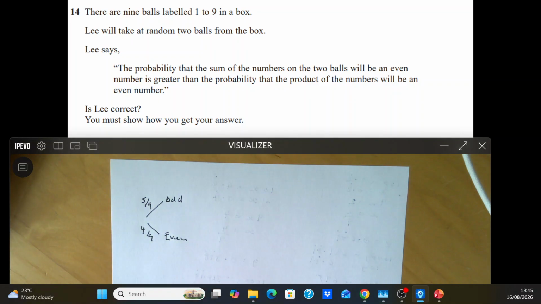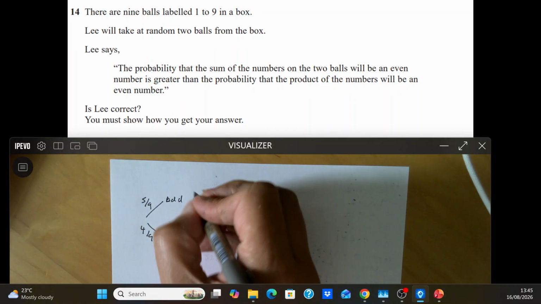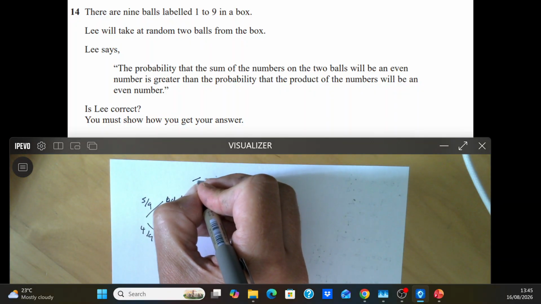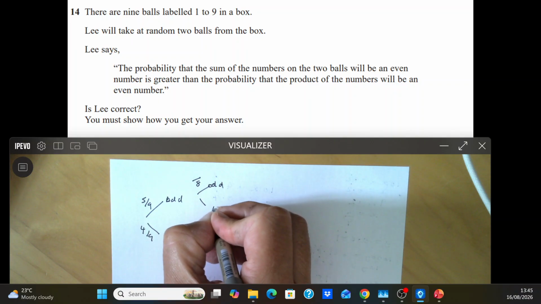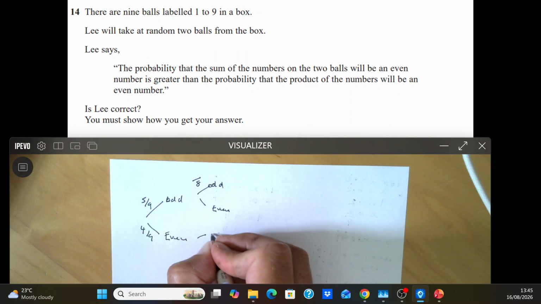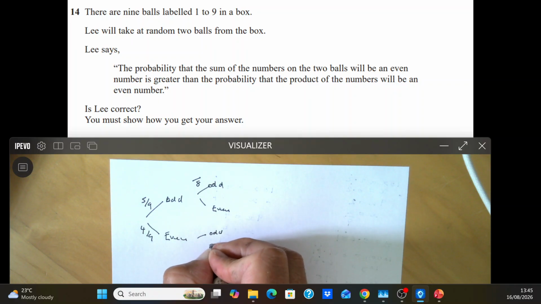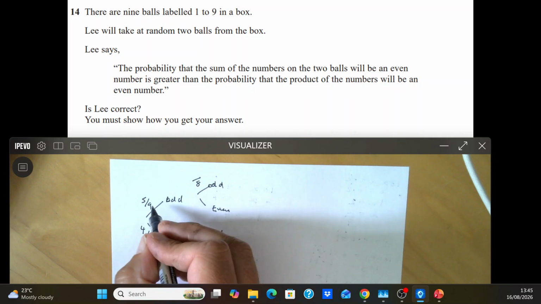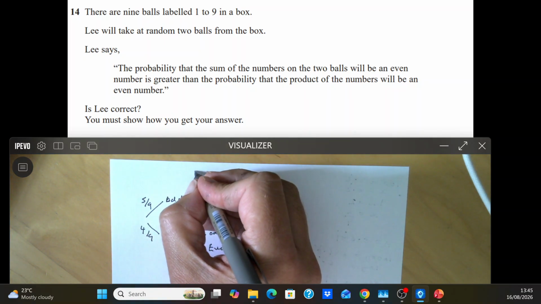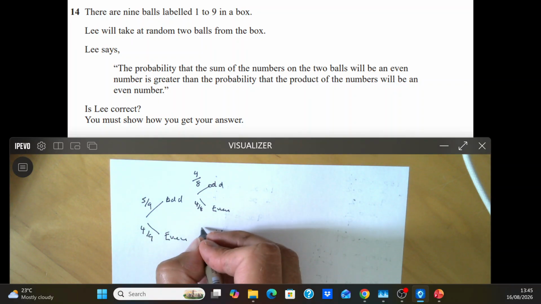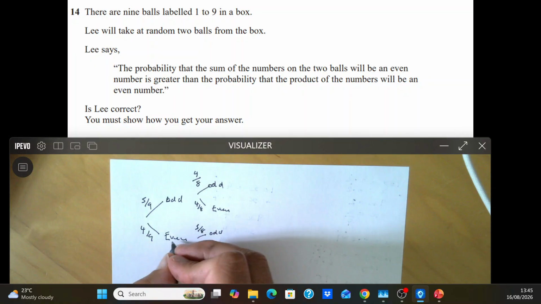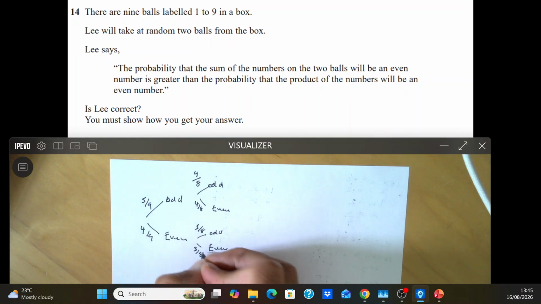In the question, he's taking 2 at random, so it's without replacement. So it's going to be out of 8, odd or even. I've taken an odd out, so I'm down to 4 out of 8. That stays as 4 out of 8. I've taken an even out, so it's still 5. I've taken an even, that becomes 3 out of 8.